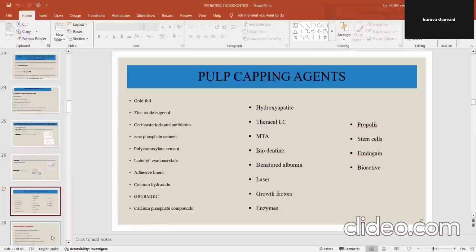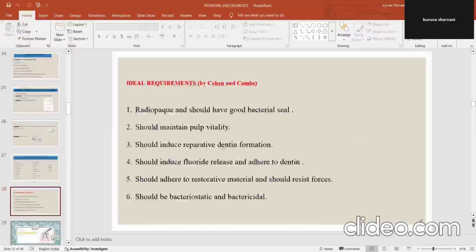These are all the different types of pulp capping agents which you are going to place in direct pulp capping. Coming to what are all the ideal requirements of pulp capping? It should be radiopaque. It should maintain the pulp vitality. It should induce reparative dentin formation. It should be a fluoride releasing agent also. It should be bactericidal and bacteriostatic both.